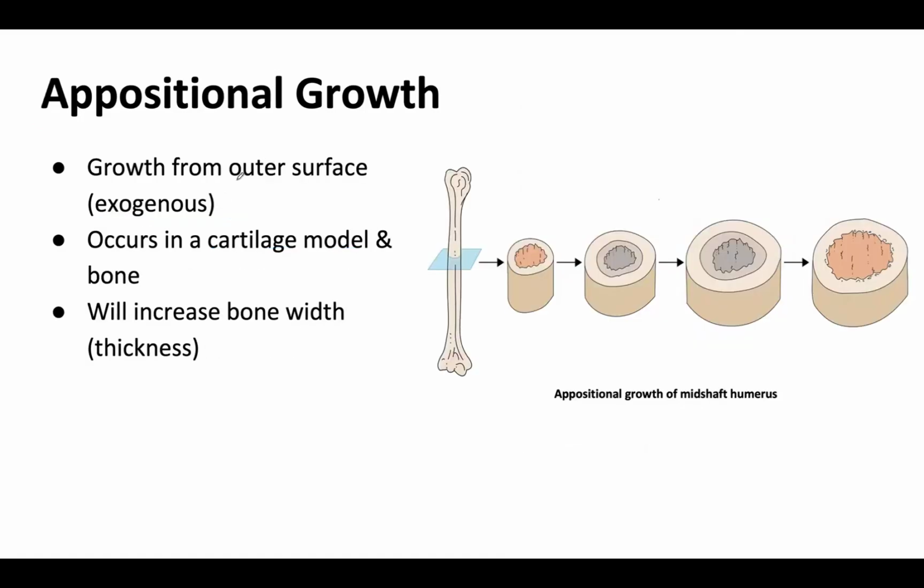Appositional growth is growth from the outer surface or exogenous growth. And this type of growth, or deposition of new tissue, occurs on the outer surface of bone or that cartilage model. So an important distinction is that cartilage can enlarge by both interstitial and appositional growth. But in bone, osteocytes are embedded within that calcified extracellular matrix. So there's little room to deposit matrix internally. So bone growth only can occur through appositional growth.